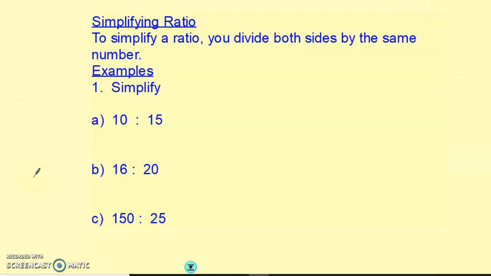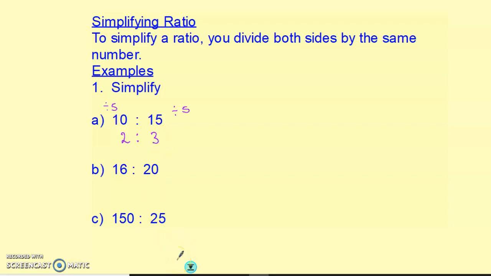Okay, simplifying ratio then. Simplifying a ratio is a bit like simplifying a fraction. You're looking for the biggest number that goes into both sides and just divide through. Looking at the first one here, the ratio of 10 to 15, 5 will go into both 10 and 15, so we're dividing both sides by 5. 10 divided by 5 is 2, 15 divided by 5 is 3.